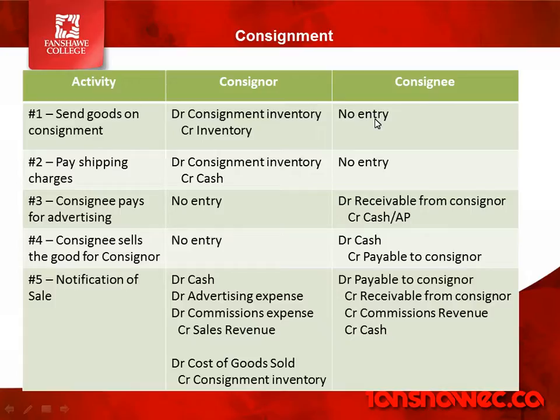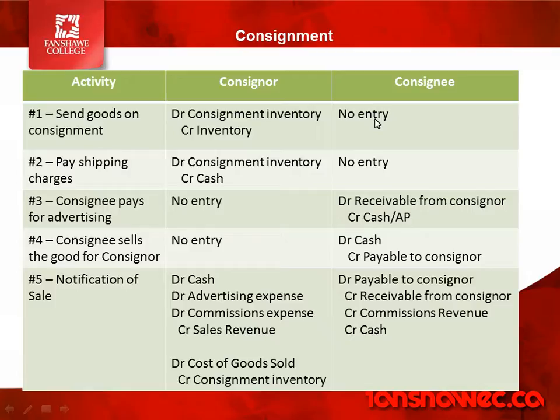So they debit the payable to clear it out, they credit the receivable to clear it out, and then they recognize, this is the point at which they get to recognize their commissions revenue. So they're going to credit commissions revenue for whatever percentage we agreed to pay them, and I think in our example we said 20%. So they're going to credit commissions revenue for $2,000.